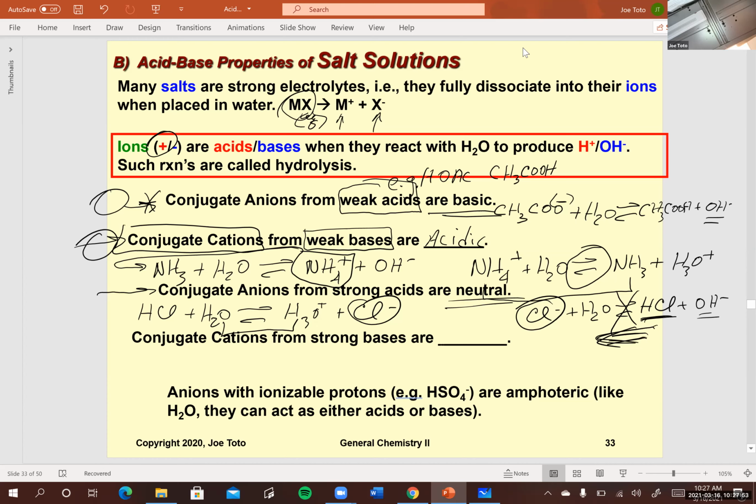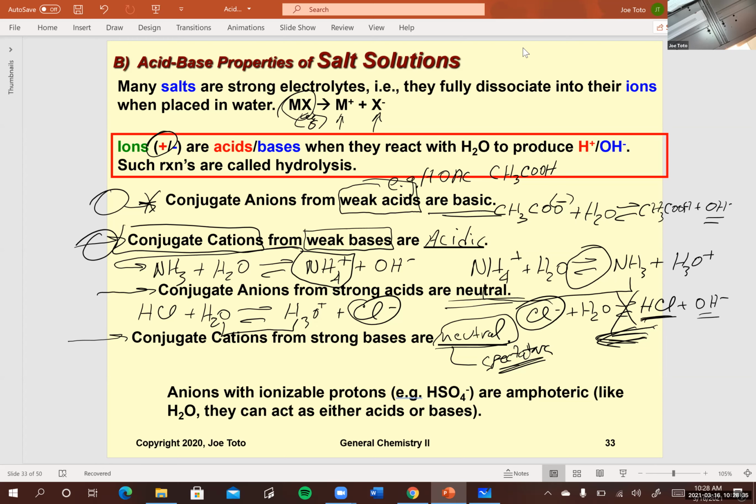All right. Any questions on that one? Okay, the last point, conjugate cations from strong bases are also neutral. Why? Because they're also spectators. So the idea is conjugates of strongs are neutral because of equilibrium.